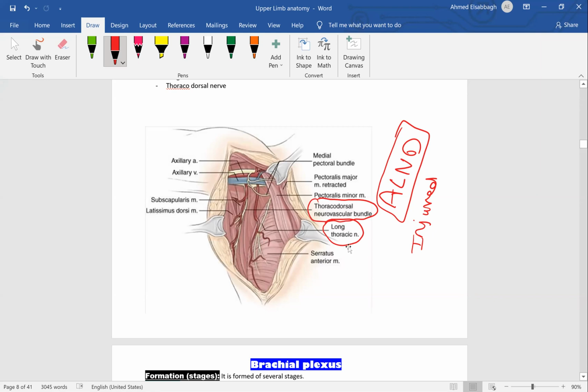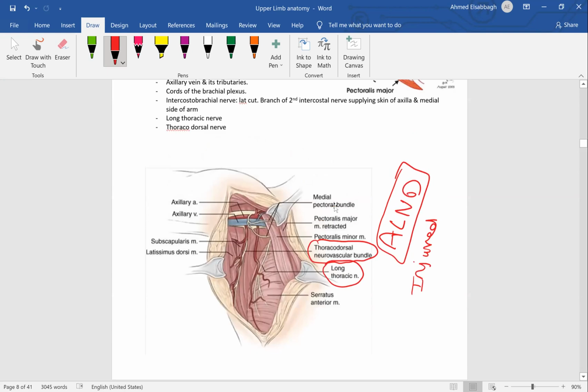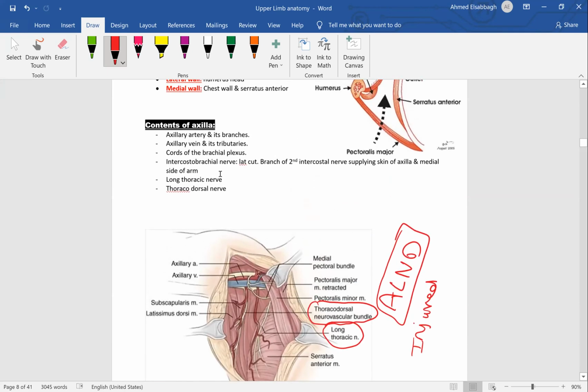So, during axillary lymph node clearance or axillary lymph node dissection, what are the most important injured nerves? They are the long thoracic nerve and the thoracodorsal nerve. Okay, this is the information that you have to know from the contents of the axilla. Just know this, and the rest is just for reading. Okay, okay.